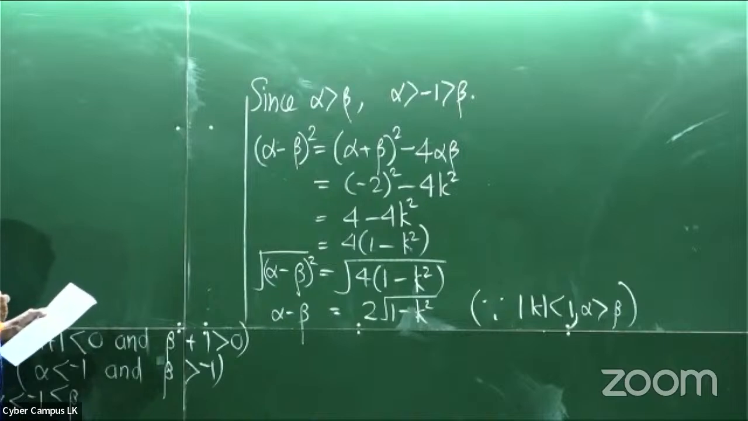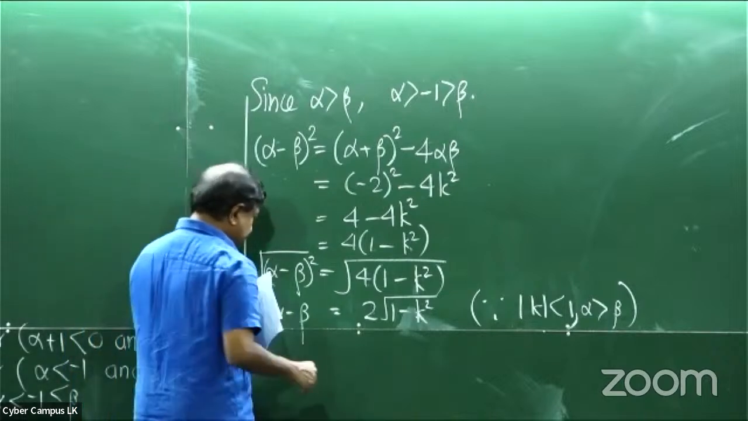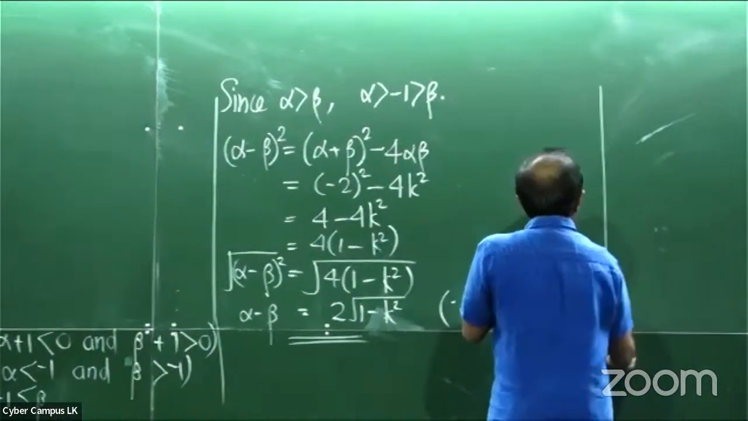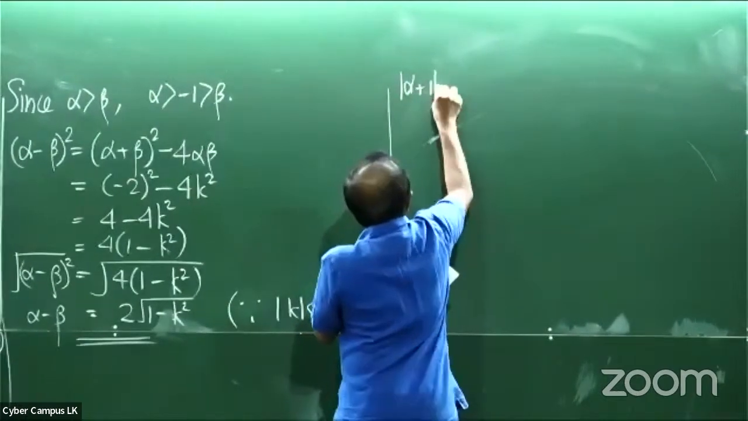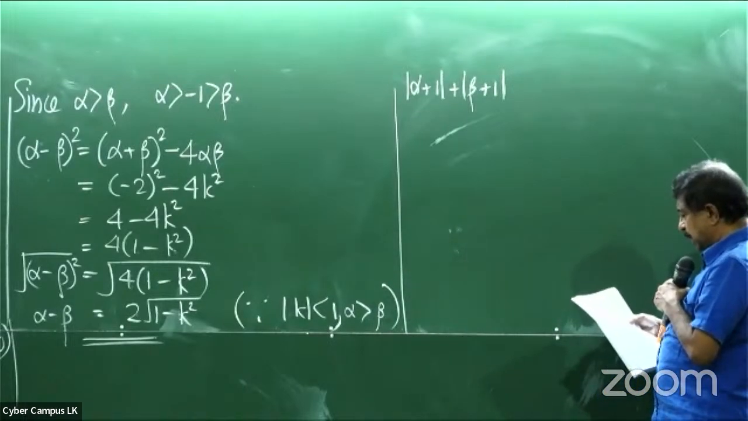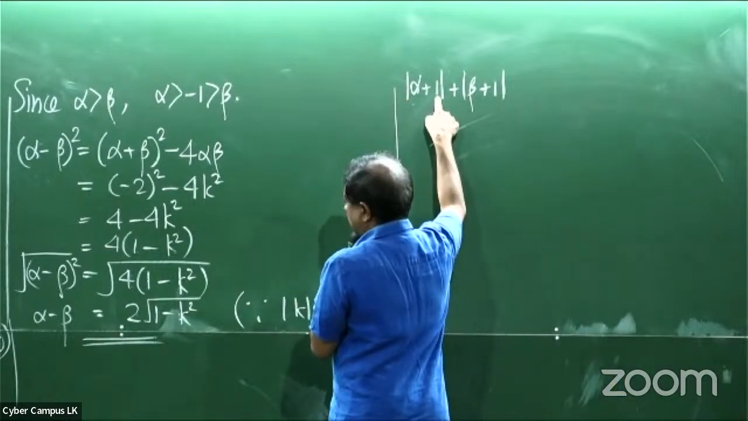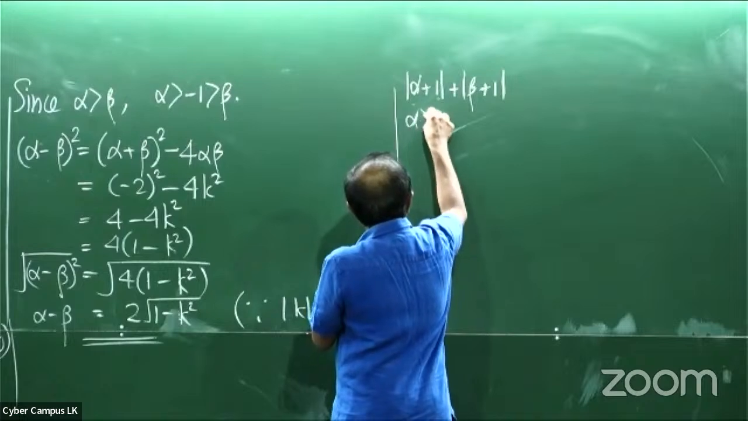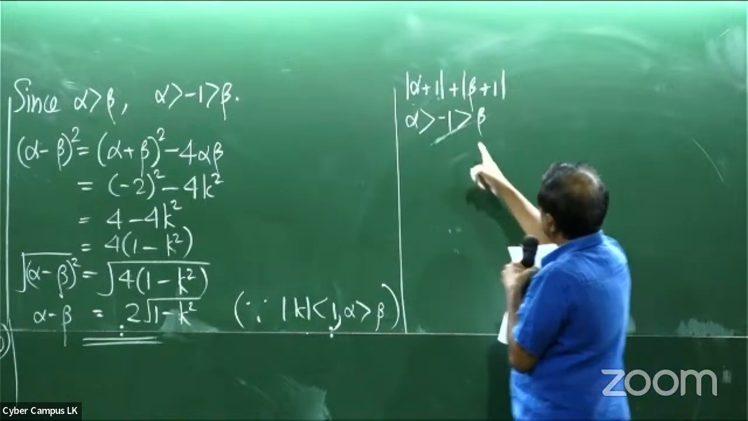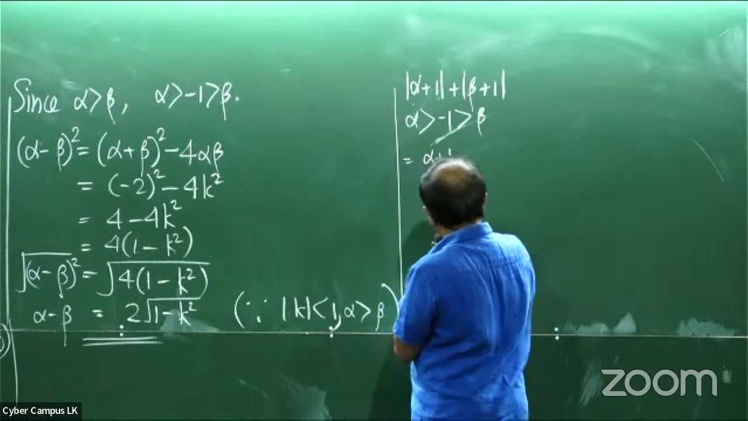Now, we need to show that mod alpha plus 1 plus mod beta plus 1 is equal to 2 times square root of 1 minus k squared. So you can probably recall this one. Alpha is greater than minus 1 and it's greater than beta. So that means alpha plus 1 is positive. So the modulus is just the same.